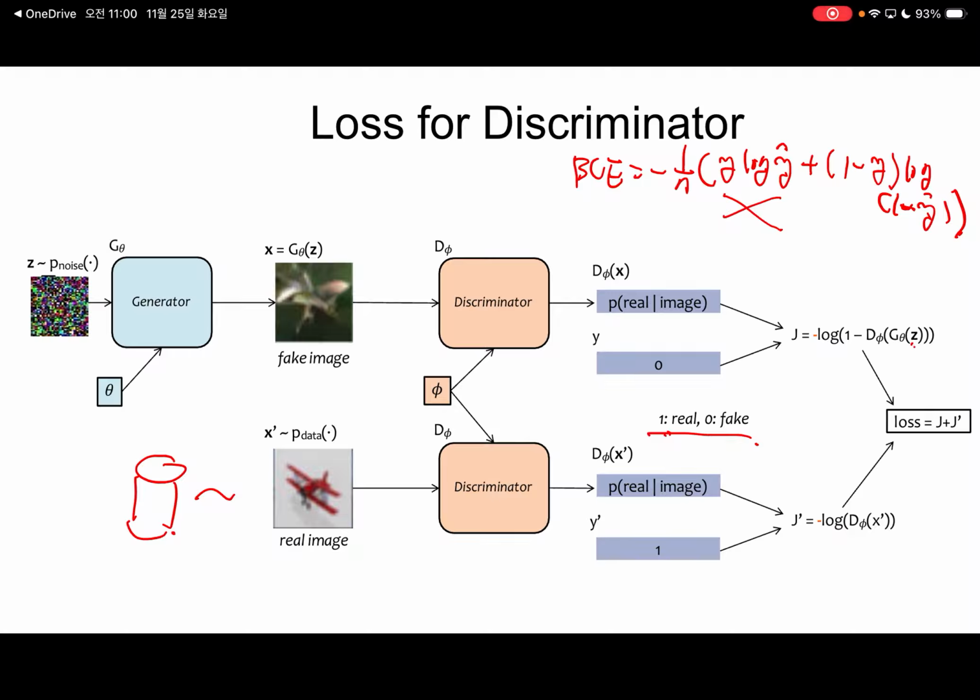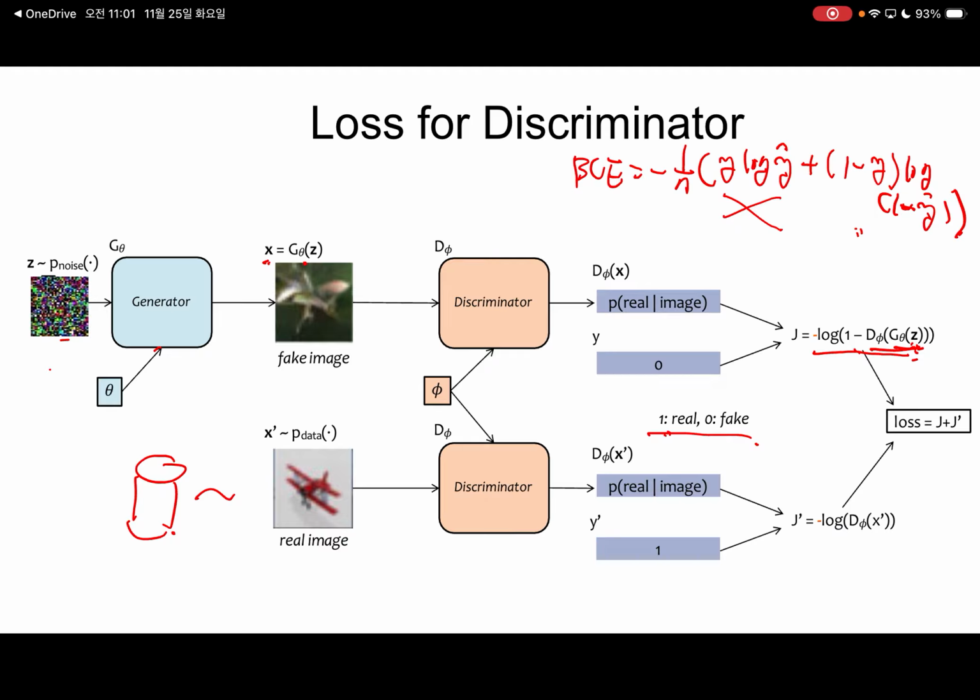If G theta z is a generated image, we have z, and G theta z is x, that is the generated image. When generated images become input of the discriminator, then we want such images to belong to the 0 class, right? We can just use such numbers in the BCE equation. So the first loss function for images from the generator becomes minus log 1 minus D phi G theta z. That is the first loss function for images from the generator.